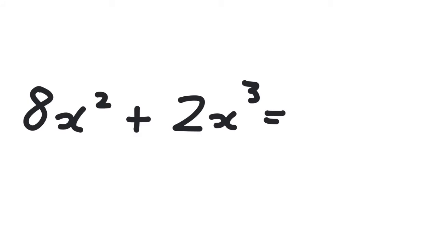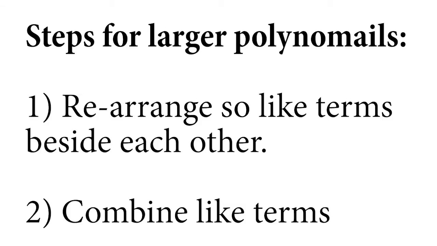Here's another one. So in this case, we have an x to the power of 2 and x to the power of 3. They are not like terms, so we cannot combine them. Now, sometimes we can have even bigger polynomial problems, and we have to see if we can combine terms. There's a few steps. The first step is you want to rearrange the polynomial so all like terms are beside each other. And then the second step is just combining the terms.